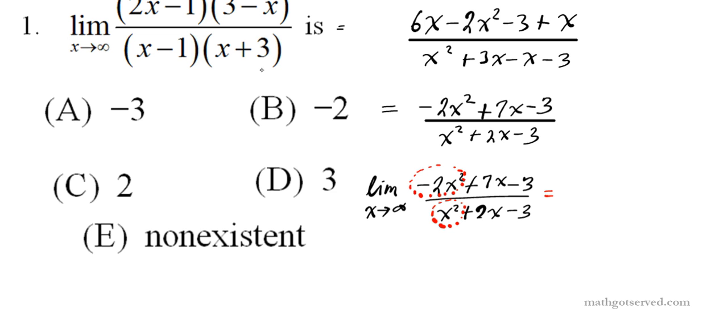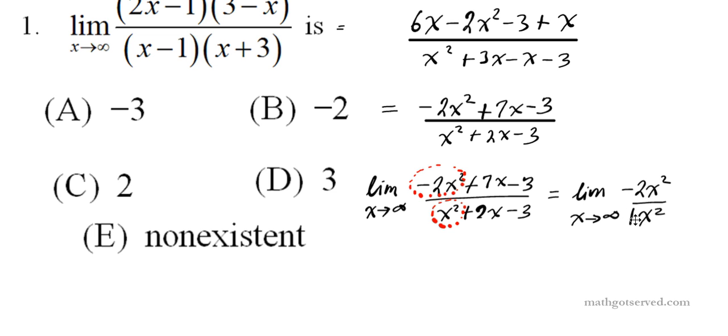So this limit essentially reduces into the limit as x approaches infinity of negative 2x squared over x squared. Remember, if the numerator has a bigger degree, you're going to plus or minus infinity depending on the direction. If they're the same, as in this case, you just take the ratio of the leading coefficients. If the denominator has a bigger degree, the infinite limit is always 0.